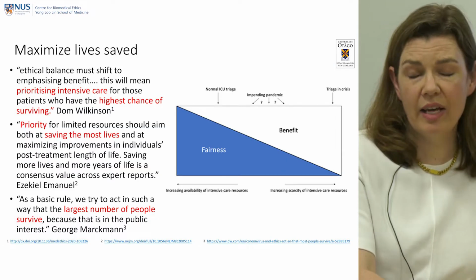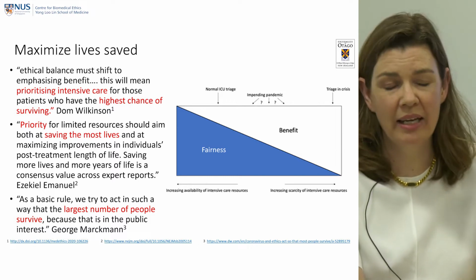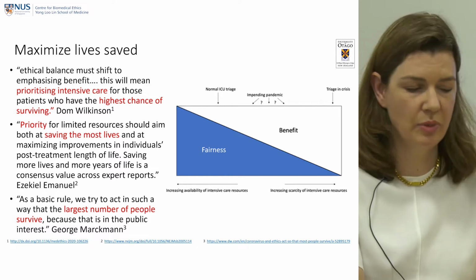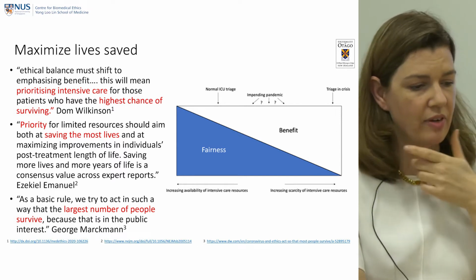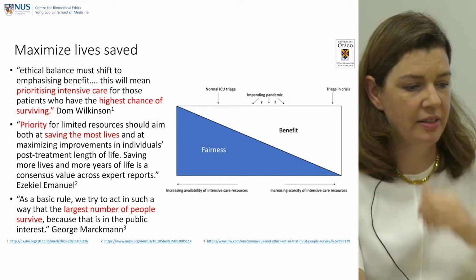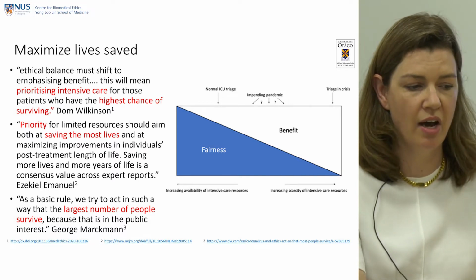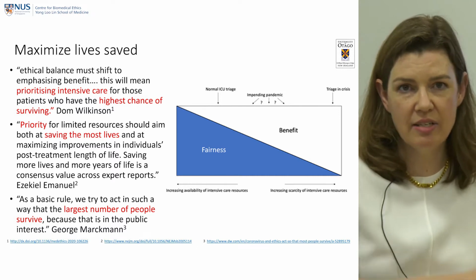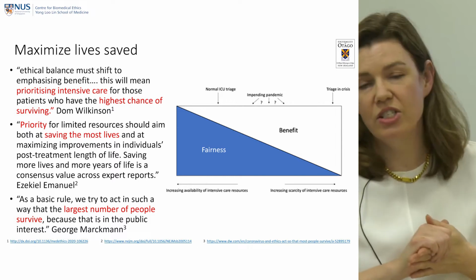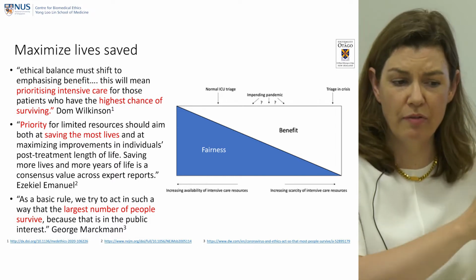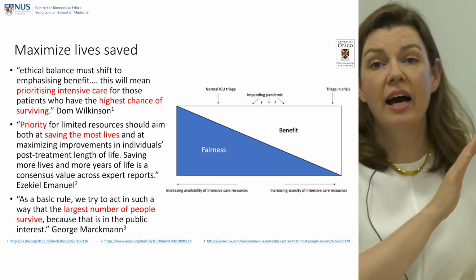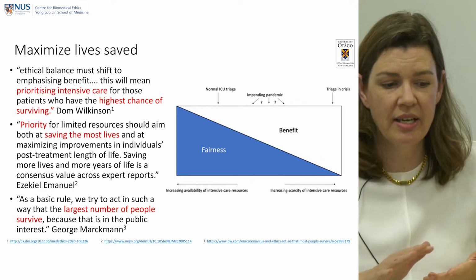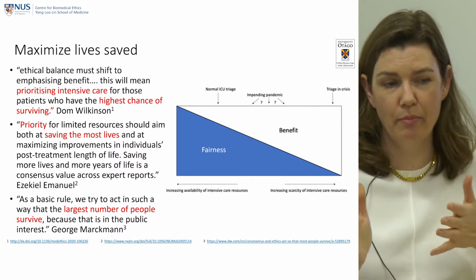If we look at a couple of examples of people arguing in favour of this idea that saving the most lives was the most important value, we start with Dominic Wilkinson, a philosopher and clinician from Oxford, who argues that the ethical balance during a crisis, for example a pandemic, must shift to emphasising benefit. This will mean prioritising intensive care for those patients who have the highest chance of surviving. This image is taken from his work, and you can see that he is suggesting that as we move from a normal ICU context into an impending pandemic and then triage and crisis, ideas about fairness and justice become less important, and ideas around benefit and saving the most lives become more dominant.